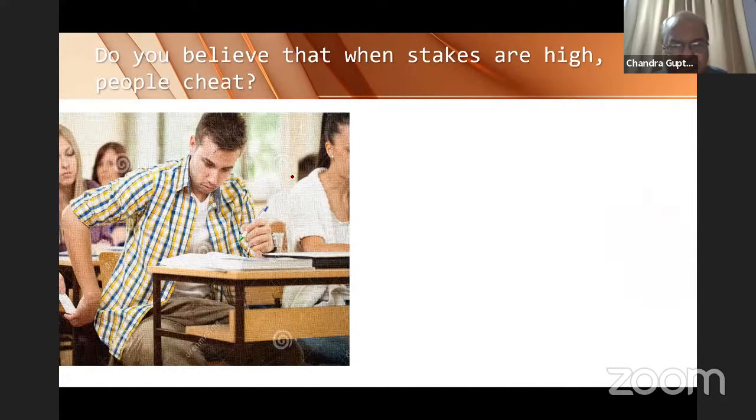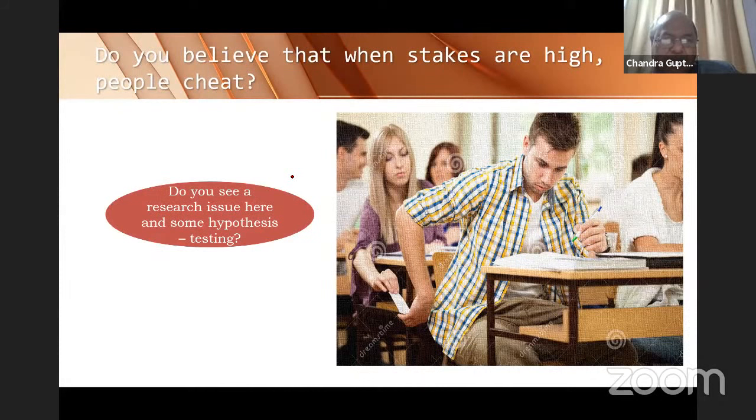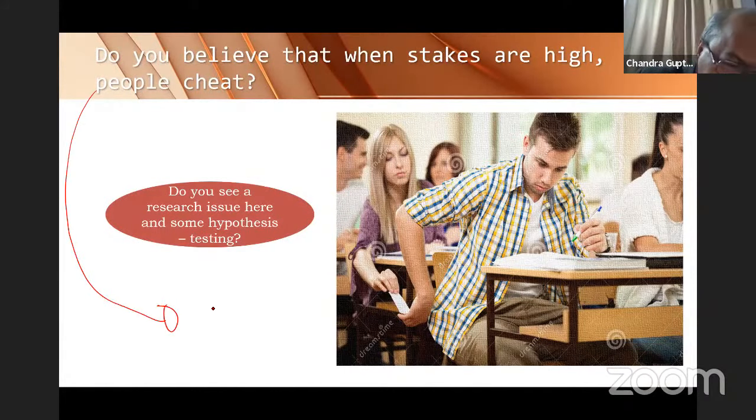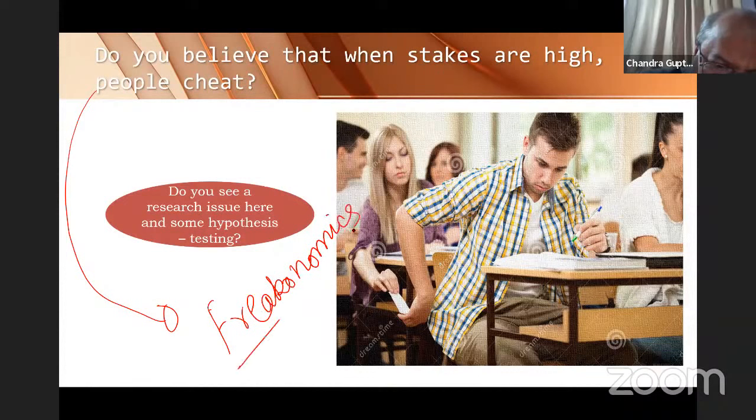Another. Do you believe that when stakes are high, people cheat? Do you see a research issue here and some hypothesis testing? This is taken from a very famous book, Freakonomics, that says that if stakes are very, very high, people do cheat. Do you think there is some hypothesis testing involved in it? We have a problem and we want to get an answer for it. Can we generalize this kind of conclusion that when the stakes are high, people do cheat?